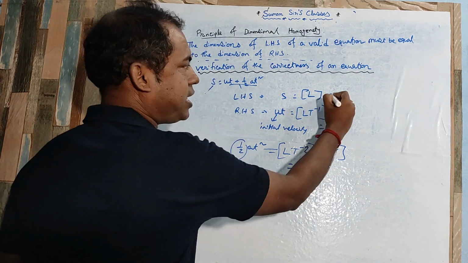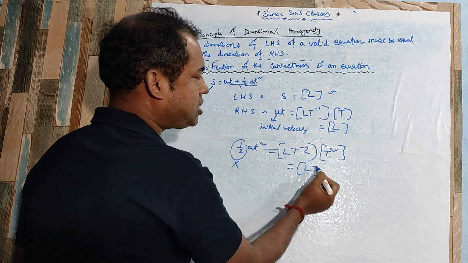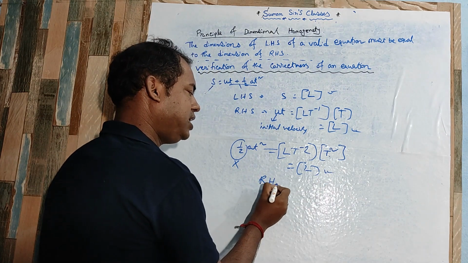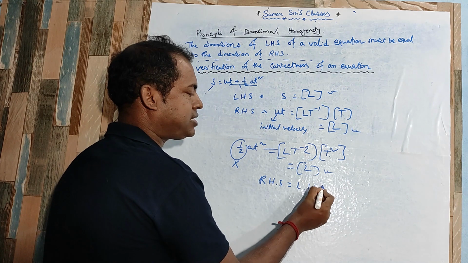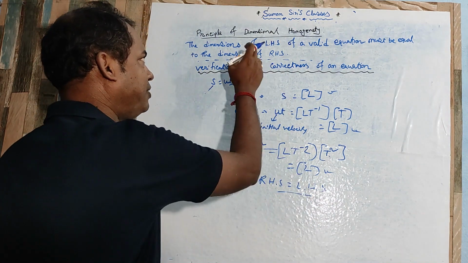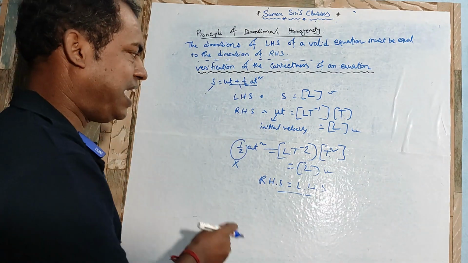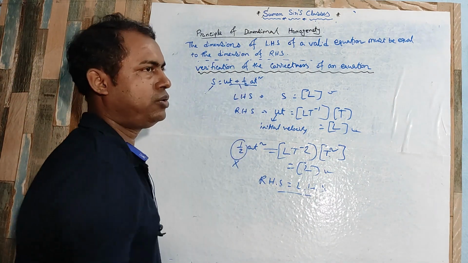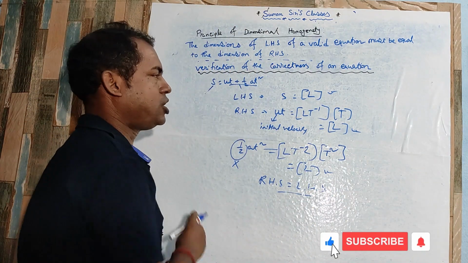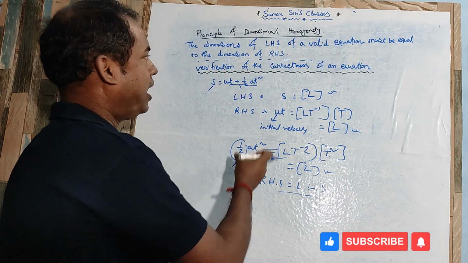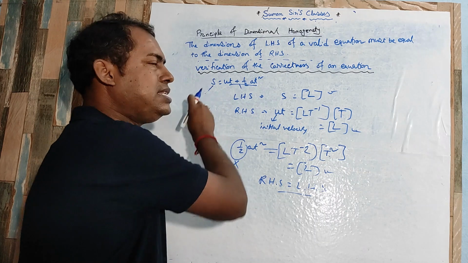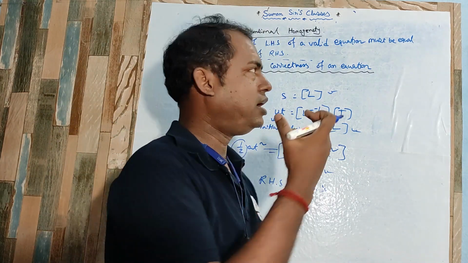Just check it out. The left hand side is L, and on the right hand side both parts are also L. So we can say that LHS equals RHS. When the left hand side equals the right hand side, it follows the principle of homogeneity. That means this equation is valid. In this way, for any physical equation, we can check its correctness by using dimensions, and we can easily find out whether it is valid or not.